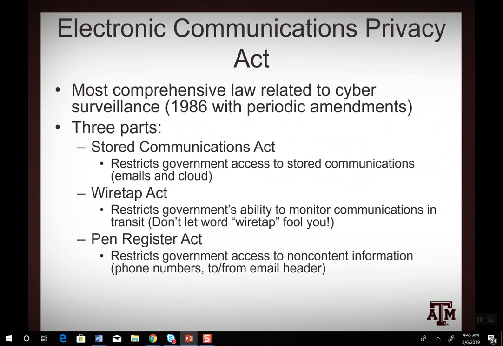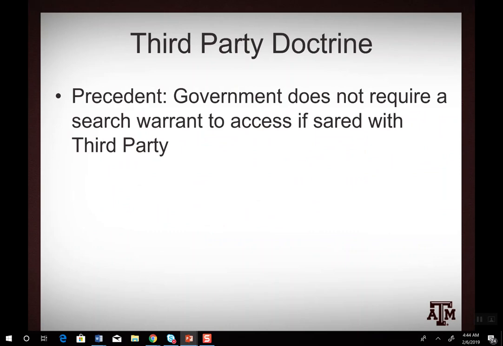Now, yes, these laws were passed in 86. There's been some periodic amendments, but sometimes even without amendments, they do enlarge your scope. So the Stored Communications Act restricts the government access to emails and the cloud. The Wiretap Act, and don't let that word fool you, it restricts the government's ability to monitor communications in transit. Not the old wiretap, you know, the guy sitting in the van with the earphone in, with a hardwired wiretap. No, this can be software, this can be anything. And the Pen Register Act restricts the government's access to non-content information.